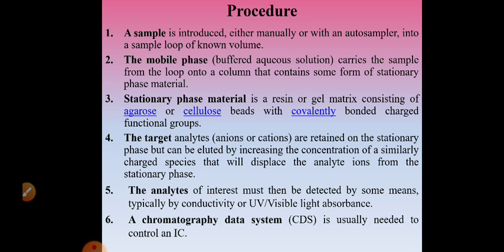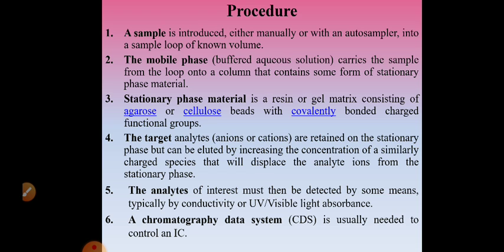Why? Because the dry exchanger has the charged functional groups buried inside. The counter ions are not exposed, and counter ions cannot be exposed for exchange. So the charged groups should be exposed. We want the functional groups to be exposed on the surface of the polymer or the exchange medium, so we have to swell it.